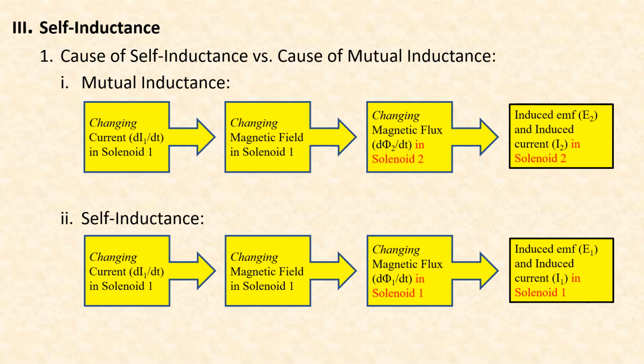We also see that a changing current in a given coil can also produce an induced EMF and current in the same coil. Note that this is really nothing more than the back EMF that we mentioned in the motor overload example in a previous lesson.